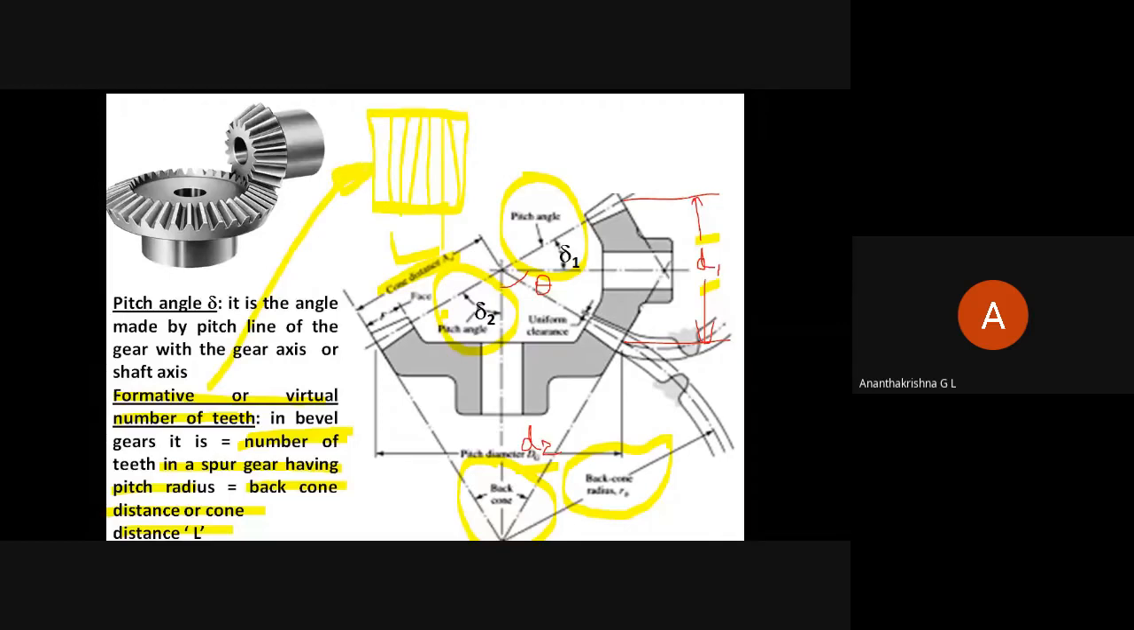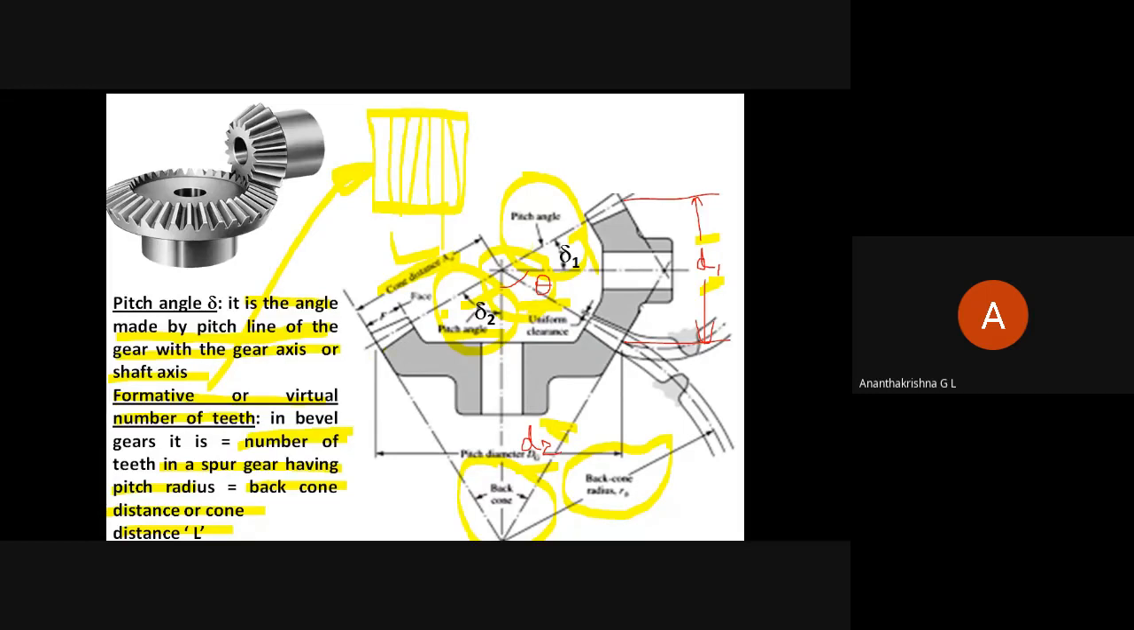Please remember, theta is the shaft angle, delta 1 and delta 2 are pitch angles respectively of pinion and gear. D1 and D2 are pitch diameters of pinion and gear respectively. If not given, we are going to take shaft angle to be equal to 90 degrees. Pitch angle is the angle made by pitch line of the gear with the gear axis or shaft axis.